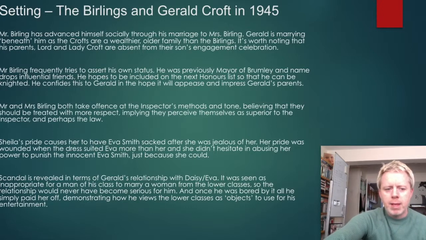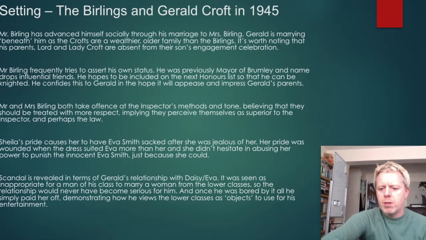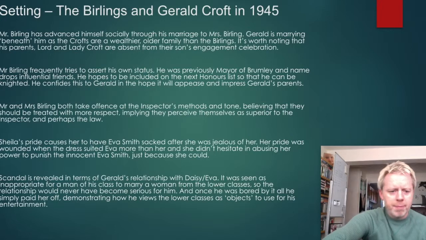Sheila's pride causes her to have Eva Smith sacked after she was merely jealous of her. Her pride was wounded when the dress suited Eva far more than it did her, and she didn't hesitate in abusing her power to punish the innocent Eva Smith, just because she could. Remember, she threatened to remove her family's custom from the upmarket clothes store Millwards unless Eva Smith was sacked. Eva's crime? To look better in a dress than she did.